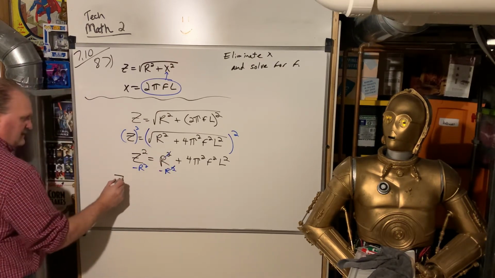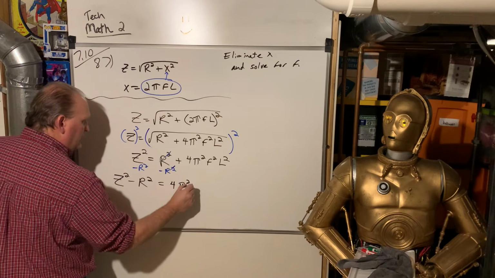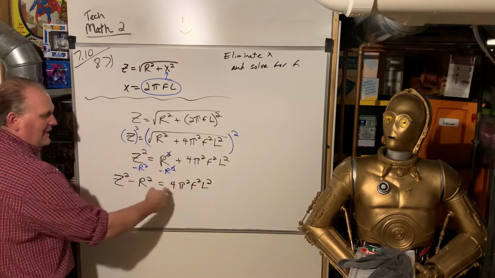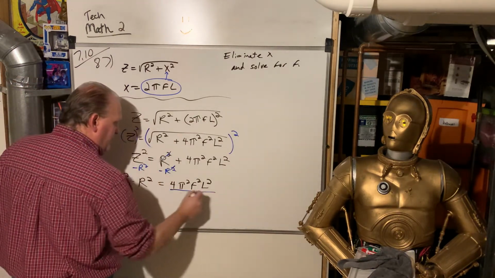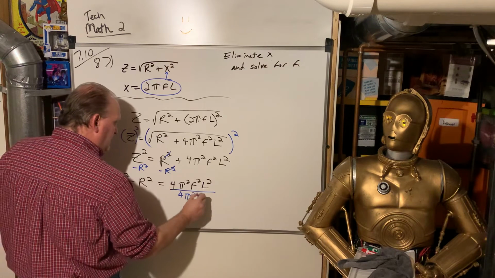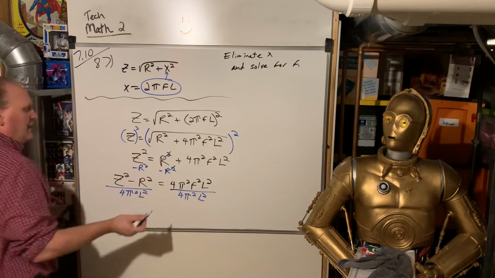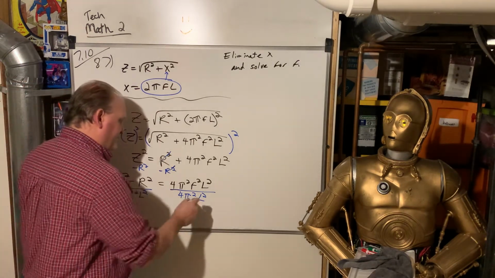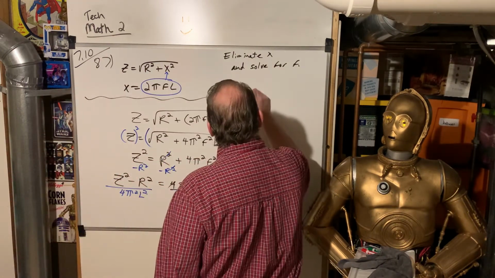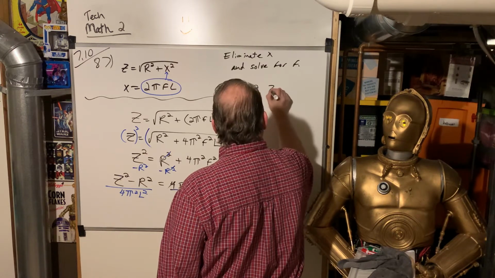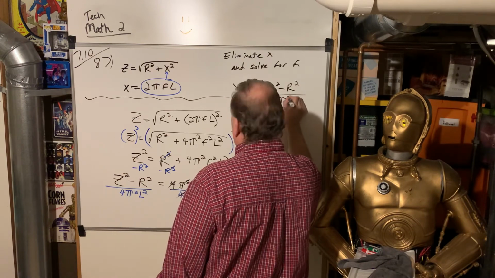So we have this. We have Z squared minus R squared is equal to 4 pi squared f squared L squared. And now what we're going to basically do is divide everything that is not f. We want f to stay. We want everybody else to go away. So 4 pi squared L squared on both sides. I see what's going to happen. So now we have this. We have f squared is equal to Z squared minus R squared over 4 pi squared L squared.